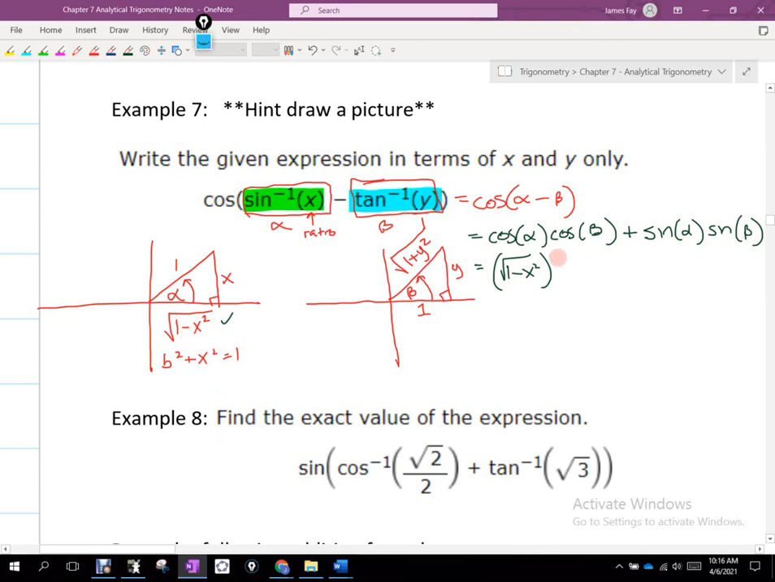Do you know cosine of beta? It's 1 over the square root of 1 plus y squared, right? Do you know sine of alpha? Sine of alpha is x over 1. And you also know sine of beta to be y over the square root of 1 plus y squared.